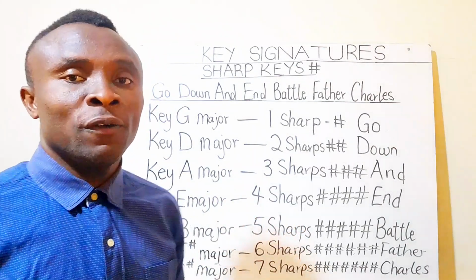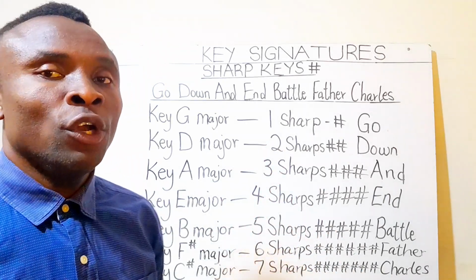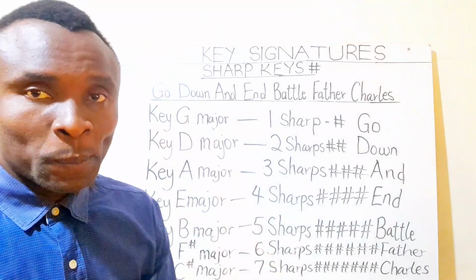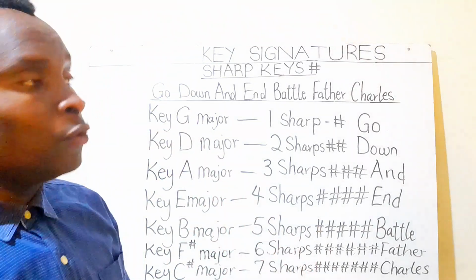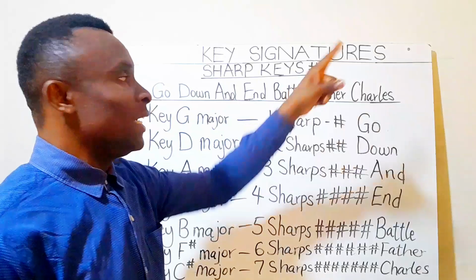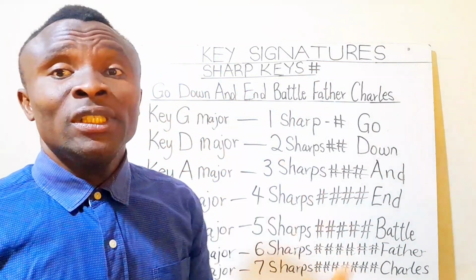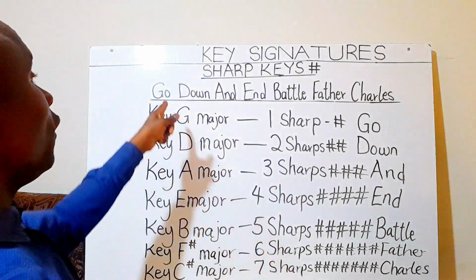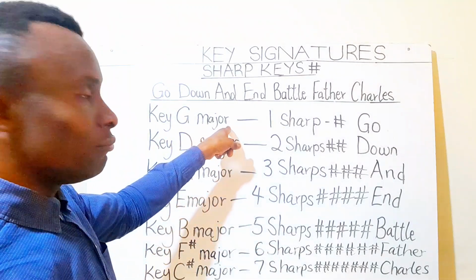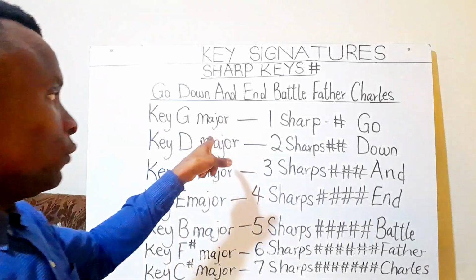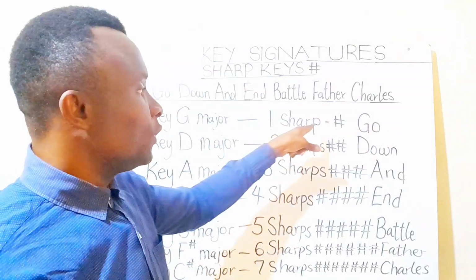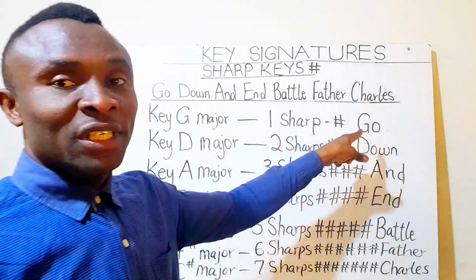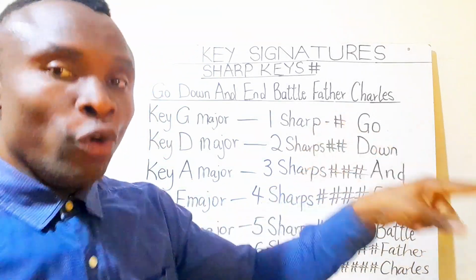So now, what's the essence of this formula? The essence of this formula is to help us remember that whenever in a song, for example, you see this sharp sign, just one, what it means is that the key of the song is the key of G major. The key of G major. And that is one sharp sign, which is represented with the acronym Go.